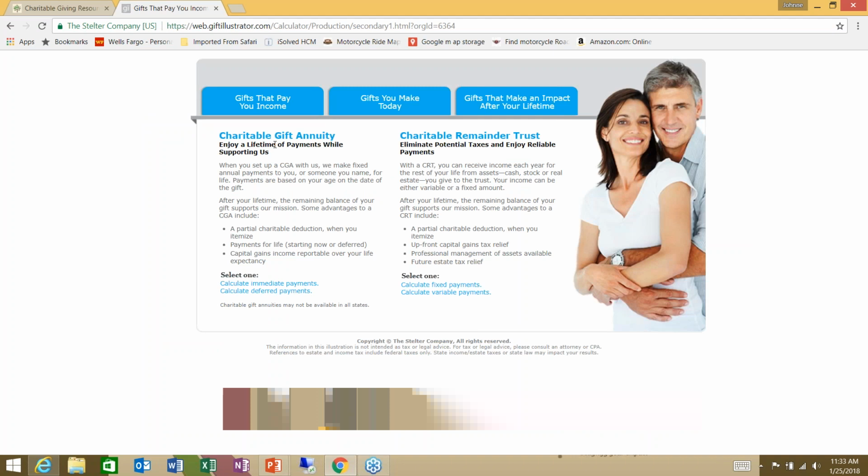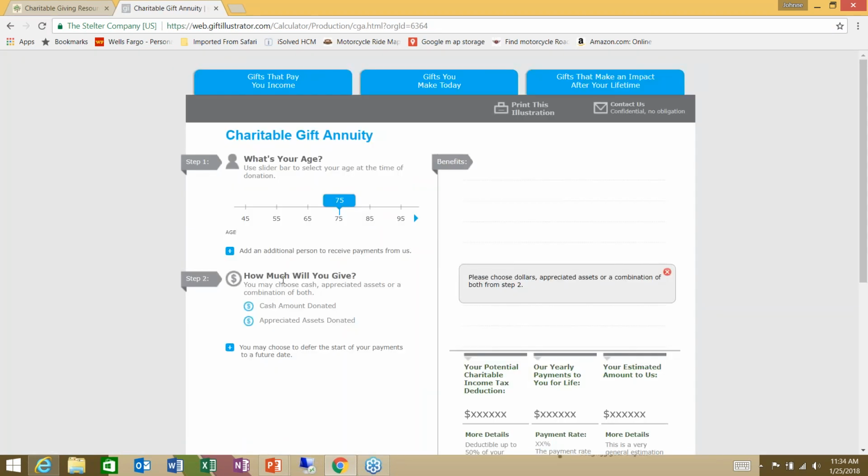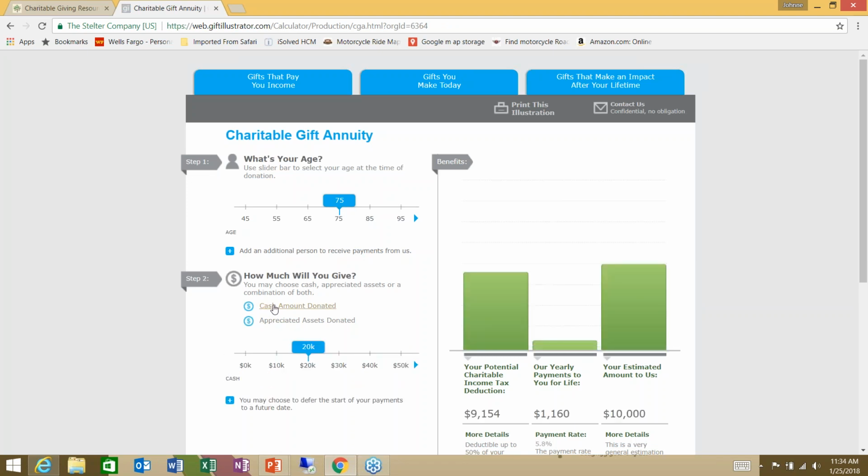And charitable gift annuity is on the left-hand side. And let's see, immediate payments, we click on that. This comes up. There's our donor, Mary. She's 75. Okay. And she's going to push some cash into a gift annuity. Well, let's see, 20,000.